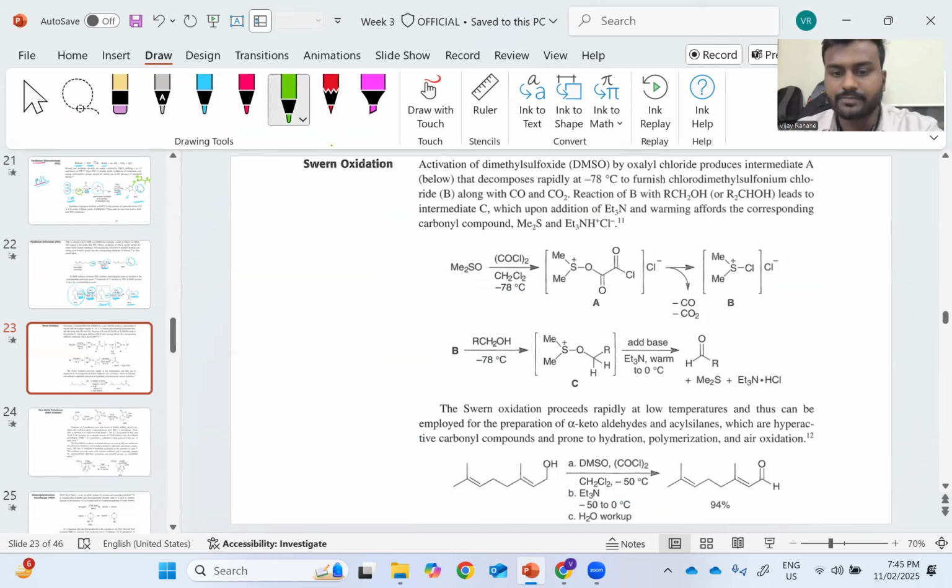The next oxidation is the Swern oxidation that we already discussed. This is the general mechanism I have pasted here, and here is one example. So the utilization of this Swern oxidation: DMSO and oxalyl chloride in DCM at minus 50 degrees Celsius gives the formation of this aldehyde as a product.